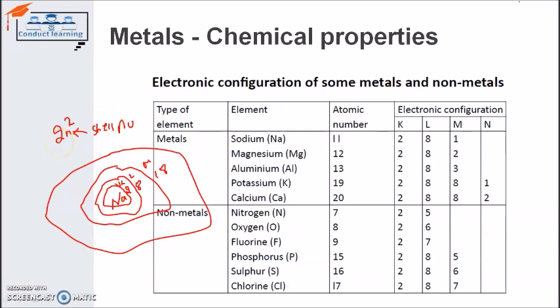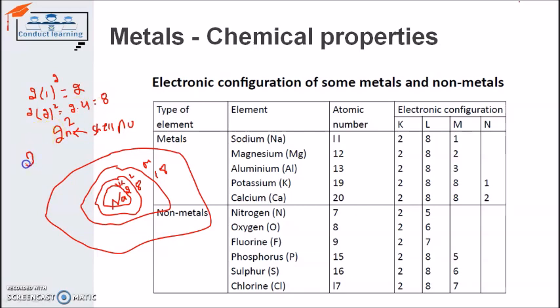For example, in the first shell, for any metal or any non-metal, the maximum number of electrons can be only 2, because according to this formula, this is a shell number where I place a 1, so 1 square is 1 and multiplied with 2 is 2. So 2 electrons can be there in the first shell. When the number of shells increases, in the second shell, like the L shell, it will become 2 into 4. That means to say 8 maximum electrons can be there in the L shell.